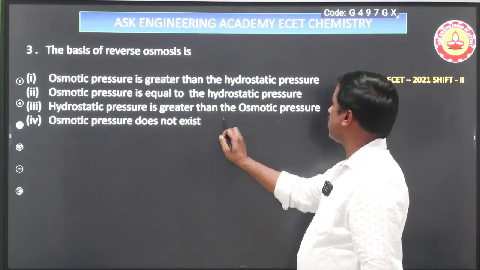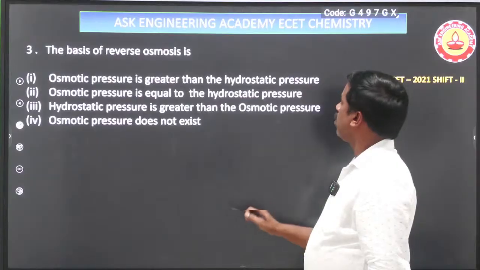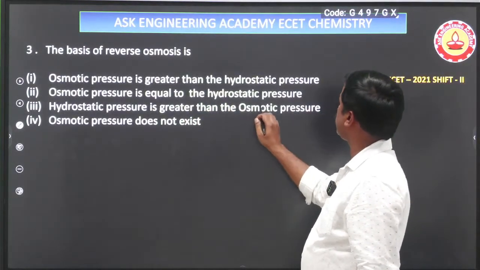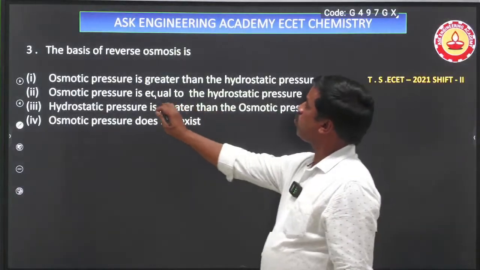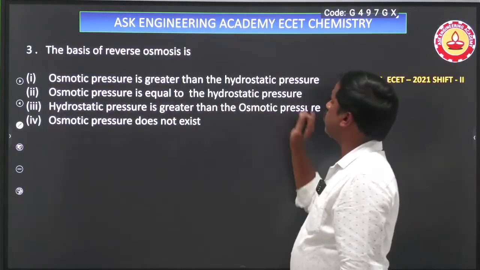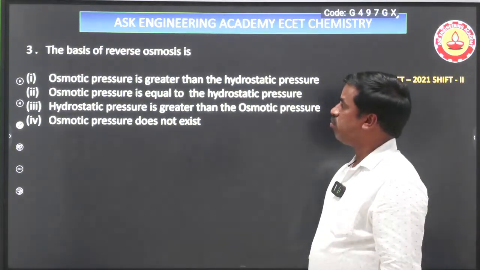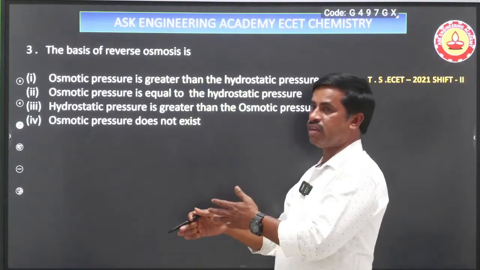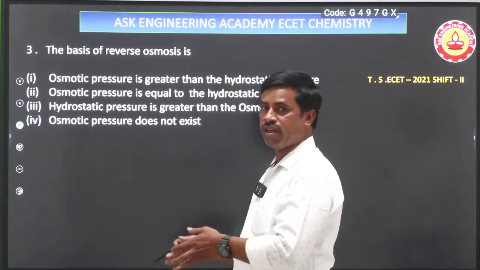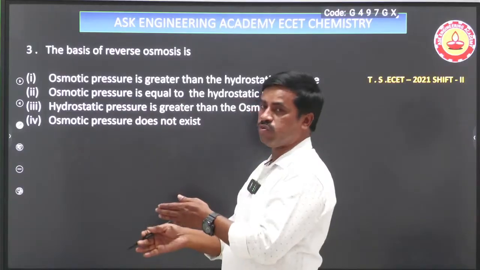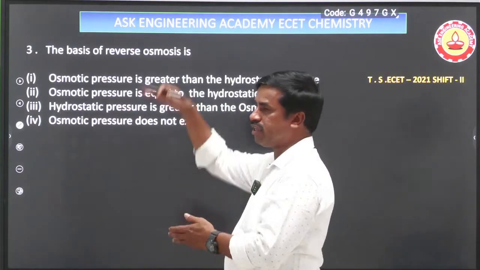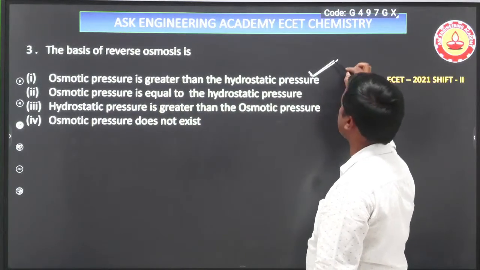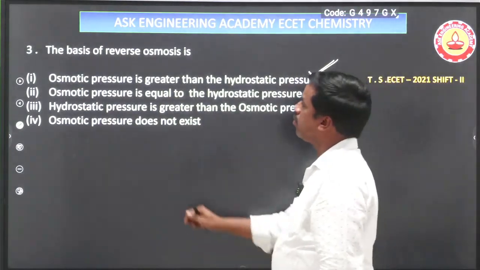Hydrostatic pressure is greater than the osmotic pressure, not correct. Osmotic pressure is equal to the hydrostatic pressure, also not correct. Osmotic pressure is greater than the hydrostatic pressure is the correct option. Means whenever pressure is applied, the flow goes in the reverse direction. Actual osmosis means lower to higher concentration. Whenever pressure is applied, it goes in reverse direction, higher concentration to lower concentration. Based on that, the first statement is the right option for the given question.